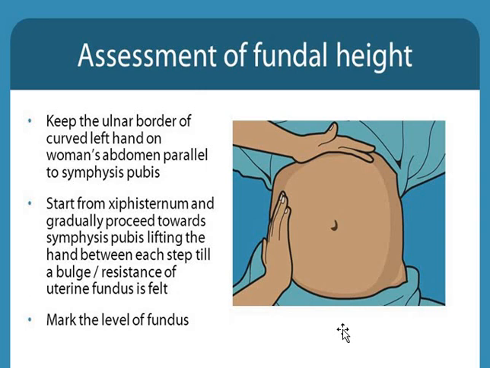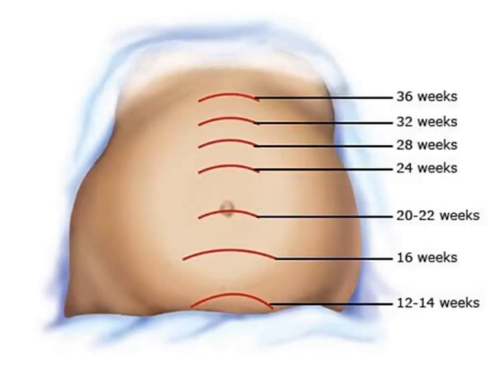Now we mark the fundus level up to the symphysis pubis. That is actually the weeks that the baby has progressed. If you feel the fundus at the umbilicus level, then for sure it is between 20 to 22 weeks, and if it is 2 finger breadths above that, then it can be 24 weeks. If 2 fingers above that level, it is 28 weeks, 6 fingers 32, and 8 is 36 weeks.